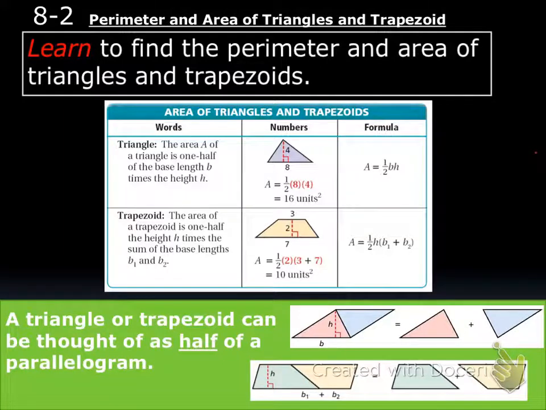In this lesson, you're going to learn to find the perimeter and area of triangles and trapezoids. If we look at the formula for the area of a triangle, you will see that it is 1/2 the base times the height. For the area of a trapezoid, it is 1/2 times the height times both bases added together. That's because if you think about it, a triangle or a trapezoid can be thought of as half of a parallelogram.